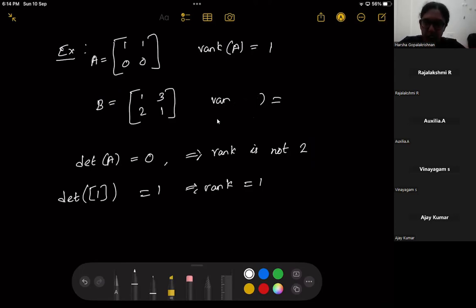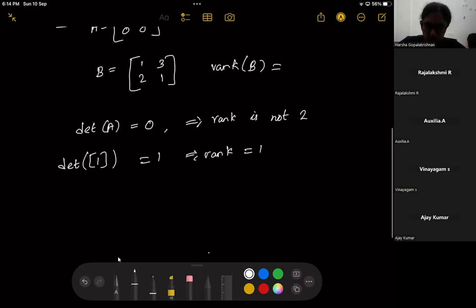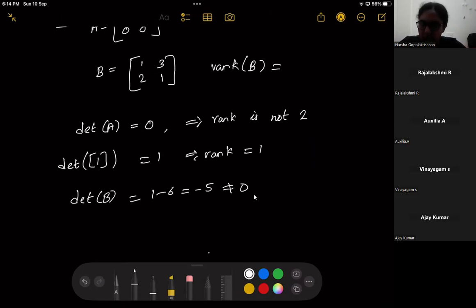Okay. Can anyone say what is the determinant of B? -5. Yeah. Determinant is 1 minus 6 equal to -5, which is not equal to 0. Since the maximum possible rank is 2 here, the minor of order 2, say 1, 3, 2, 1, exists with the determinant non-zero. So we can say rank of B equal to 2.